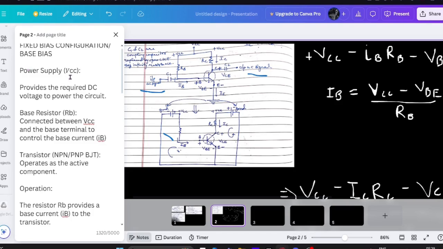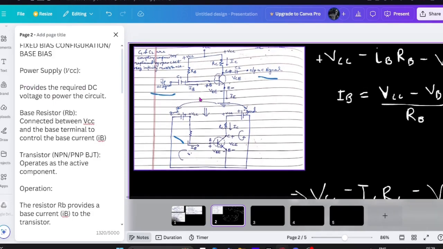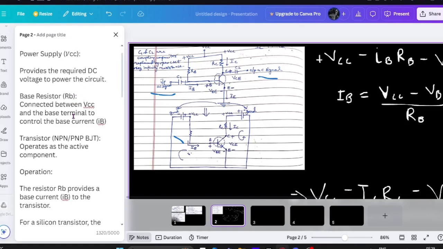The components would be the power supply, that is VCC. What is that? That is the power. What does it do? It provides the required DC voltage to power the circuit. VCC exists here to provide the required DC voltage that would power the circuit in this circuitry.